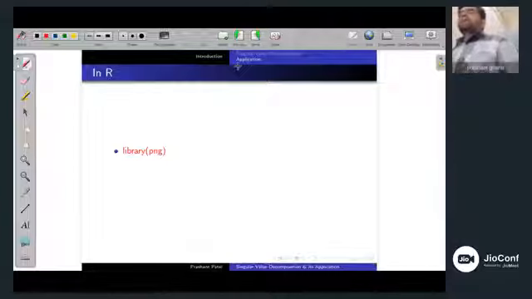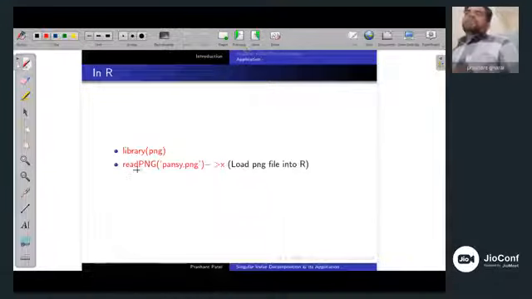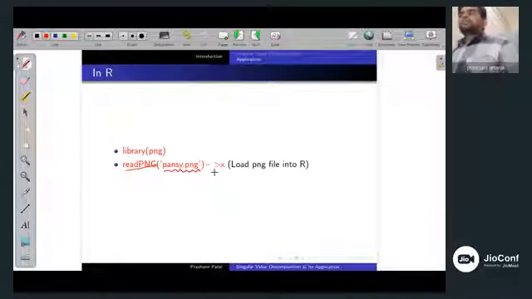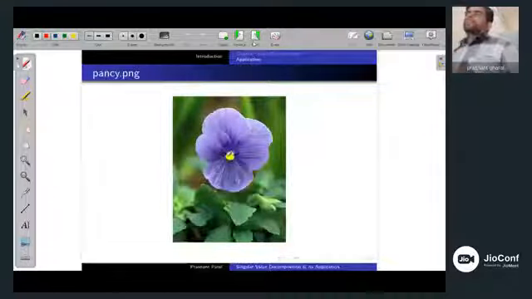In R there is a library called PNG, and that library allows us to bring any PNG images into the R console. This is the command for that, readPNG. This is the name of the image which I have taken, and I'm storing that image in the variable X. So to load a PNG file into R, we have this command. I'm applying that.